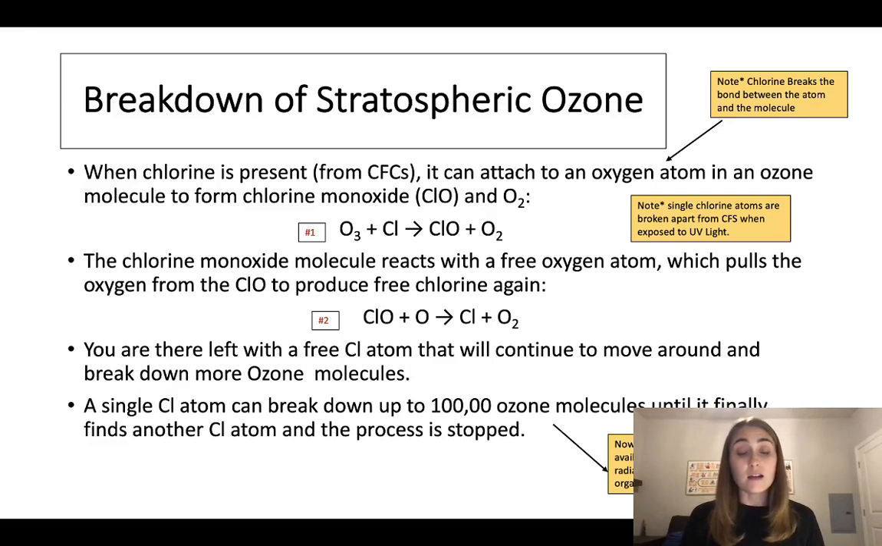A single chlorine atom can jump around to a bunch of O3 molecules and break down up to 100,000 ozone molecules until it finally finds another chlorine atom and we get Cl2. And that chlorine is stable and it will stop depleting O3 molecules. The problem with this is 100,000 ozone molecules is a lot, and this will happen for years and years and years and years. And by years and years and years, I mean 50 to 100 years. So it's a long time that chlorine's residence time in our atmosphere is very high.